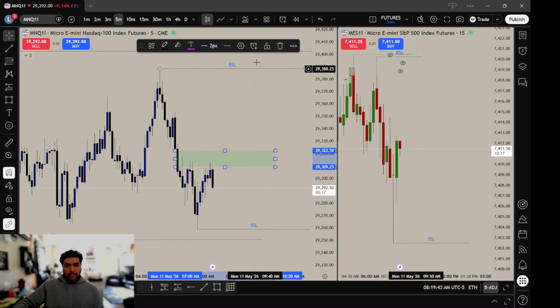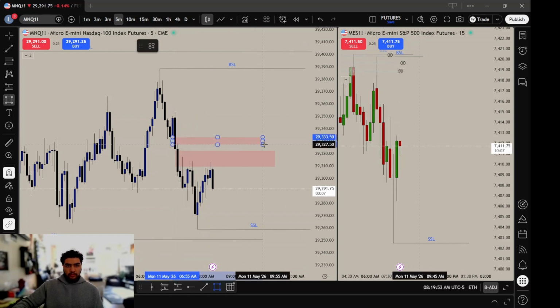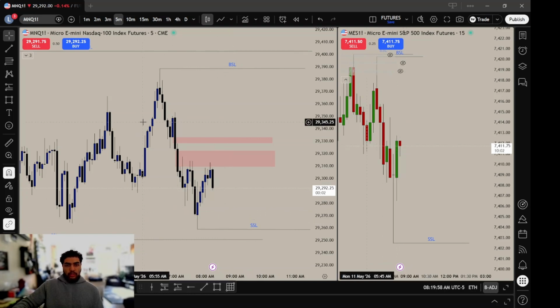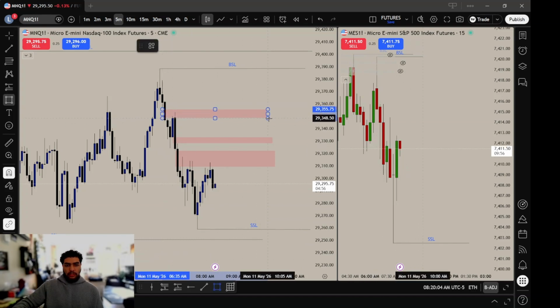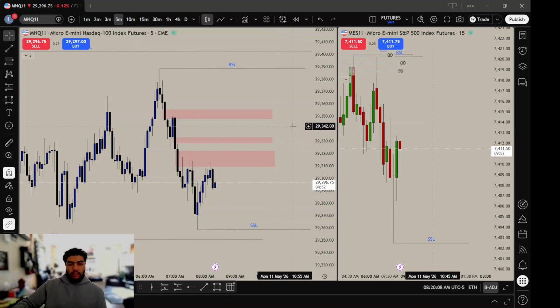Here's a bearish fair value gap, and then we have another one right above it, right here. We don't really have any bullish ones, but we do have this one right here that honestly got respected right there.